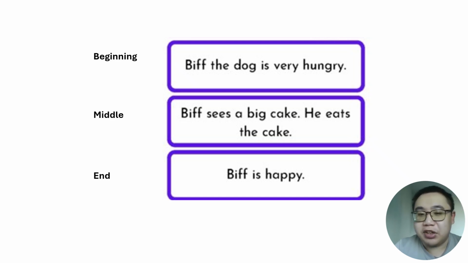So now, what do you think the sequence will be? I heard a lot of your friends saying that Beef is happy is the beginning of the story, or that Beef sees a big cake and eats the cake is the end, and that the dog being very hungry might be the middle. Actually, the beginning of this story is that the dog is very hungry. That's followed by the middle of the sequence, where Beef sees a big cake and eats the cake. And the end of the story is that Beef is very happy because he ate the cake and he feels not hungry anymore.